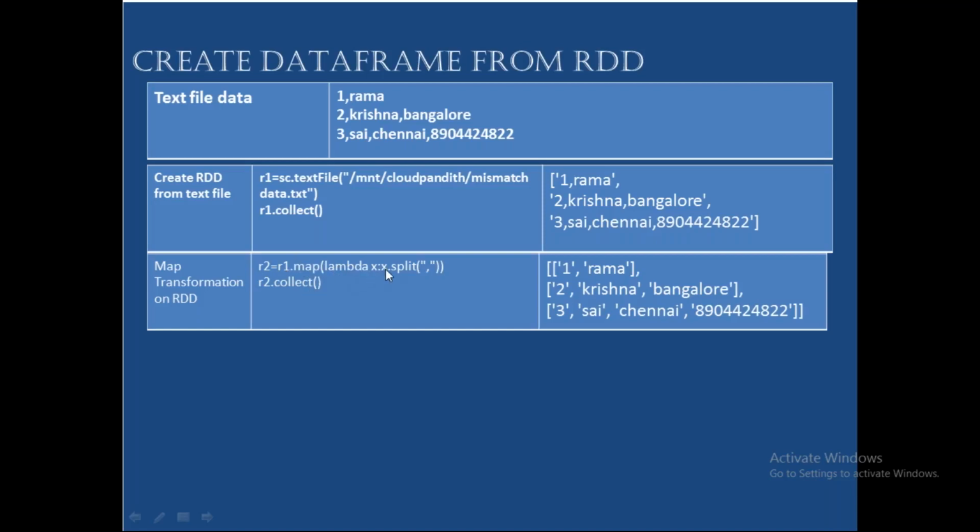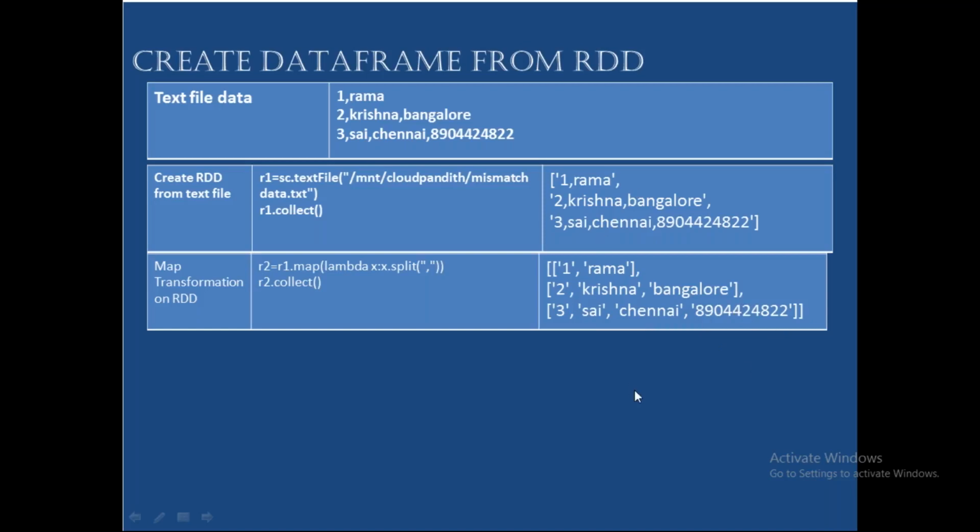r1.map(lambda x: x.split()). What is x here? 1, Rama is the x. So when I just split it, it is going to create a list. 1, Rama will come. When you split 2, Krishna, Bangalore, another list will be created: 2, Krishna, Bangalore. Third row, if you split it, you will get 3, Sai, Chennai, phone number. So you will have 4 different fields.